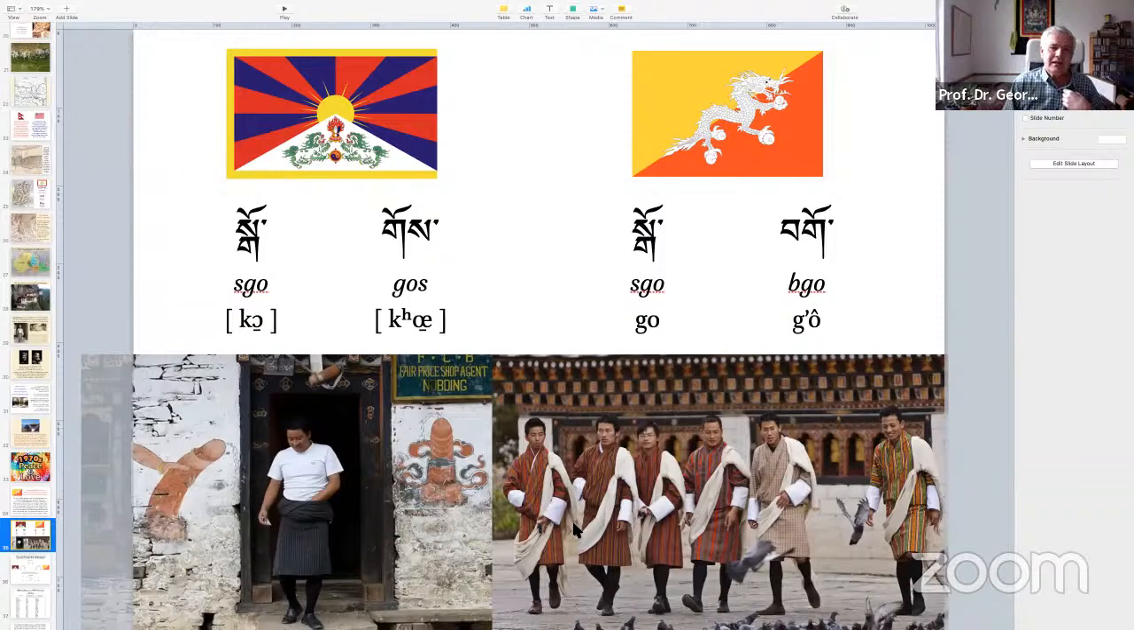For example, the word for door is written in Tibetan with the letters sa ga ta ga sa ga na ro go, and it is pronounced go in low tone in Tibetan. And then there is the word for clothes, in Shigatse for example. So the word for door and the word for this garb, the male garb that the Bhutanese are wearing here in the picture.